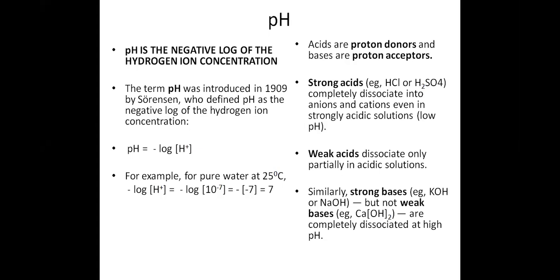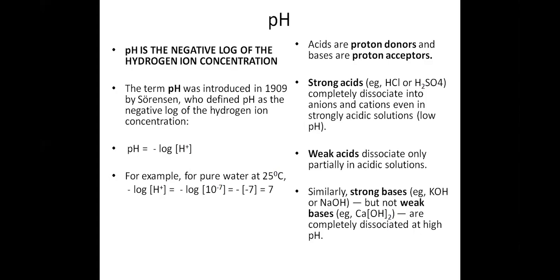Lower than 7, it goes more acidic as it goes lower. Now, going higher than 7 to 14, it becomes more basic. So acids, as defined by Brønsted, are proton donors. Protons are hydrogen ions. So a proton donor is able to give up its hydrogen ion, while bases are proton acceptors. It's a more acceptable term for defining acids and bases.